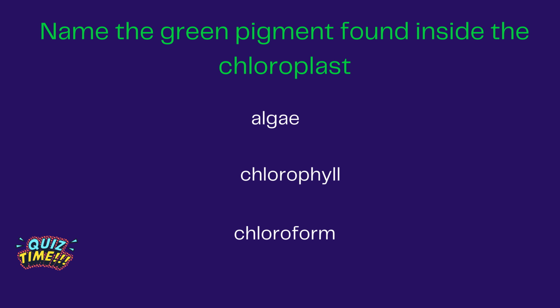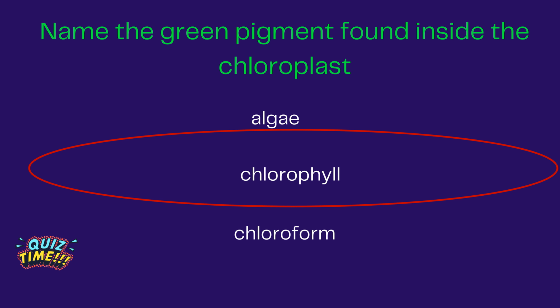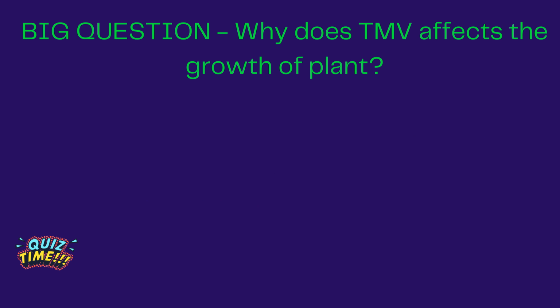Name the green pigment found inside the chloroplast. Algae, chlorophyll, chloroform. Very good. Chlorophyll. Big question. Why does TMV affect the growth of plants? And try to answer this before I put the answer up.